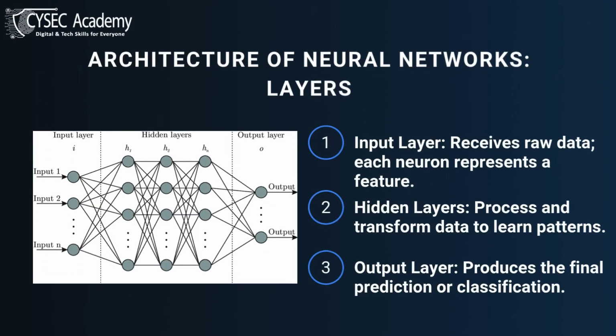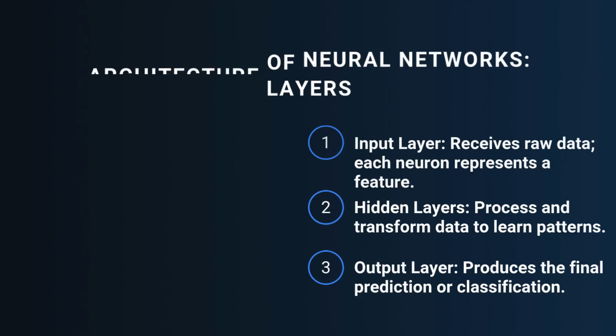Architecture of neural networks, layers. Neural networks are organized into layers, each consisting of multiple neurons. The primary types of layers are: 1. Input layer. Receives raw data, each neuron represents a feature. 2. Hidden layers. Process and transform data to learn patterns. 3. Output layer. Produces the final prediction or classification.